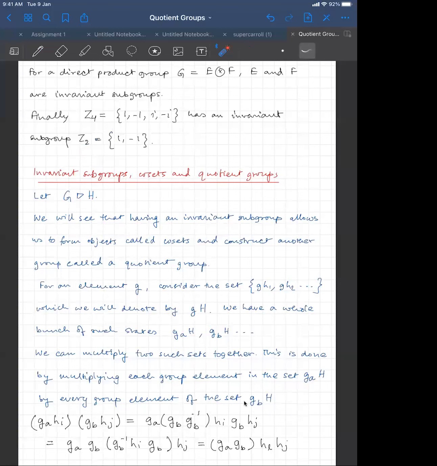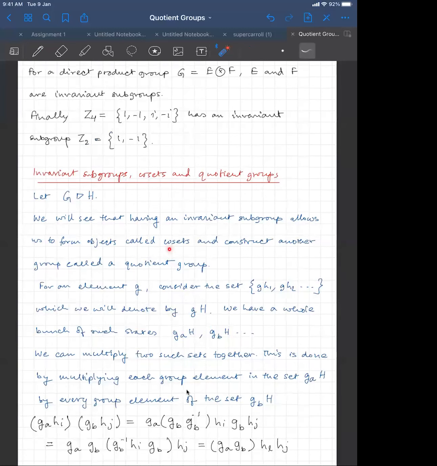So at the end of the day, invariant subgroups are important things, and what you will see is that invariant subgroups will now help us define cosets, and from there you will define quotient groups. So we start off with H, which is an invariant subgroup of G, written in this language that we have been using, which we have introduced actually. So we will see, as I just said, that having this invariant subgroup allows us to form objects that we will call cosets.